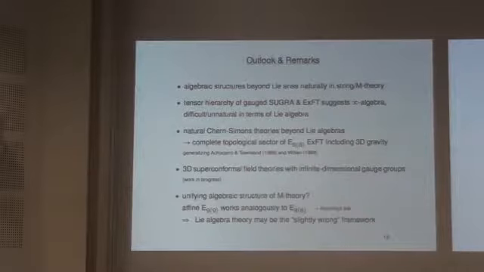Now we can also try to describe globally supersymmetric 3D theories in this language, for instance, 3D superconformal field theories, where you can now ask, can I include infinite dimensional gauge groups? That's work in progress. And then, of course, the big picture in this endeavor is the large unifying algebraic structure of M theory. We will hear later from Henning about the affine E9, so it's already an infinite dimensional group, which works analogously to the E8.